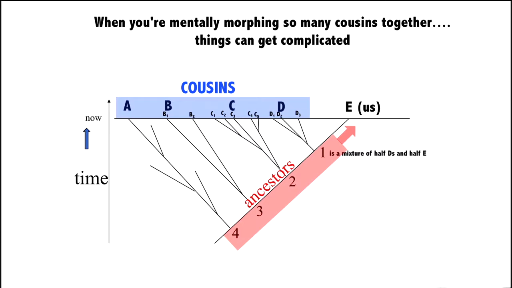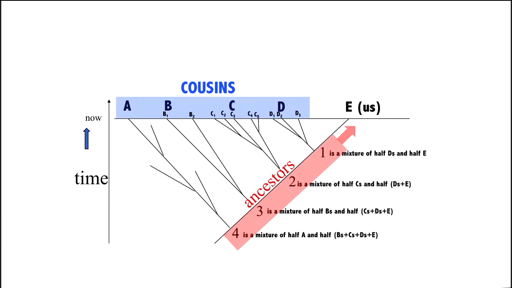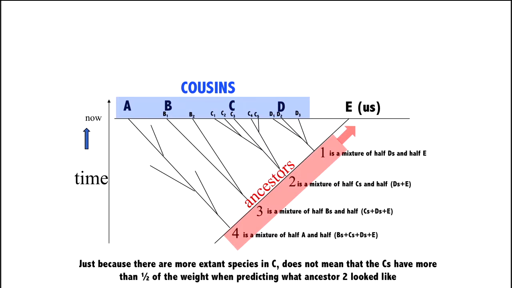So for example, what about ancestor two? Well, we take C1 and C2, put it together, and then combine that with C3, and then C4, and put that together, and then combine that with C5, and then all of those Cs combine to be half of what two should look like. And then D and E make up the other half, etc. And the same for ancestors 3 and 4. But the important point is that just because there are more extant species in C, there are 5 of them, it doesn't mean that the Cs have more than half the weight when predicting what ancestor 2 would look like. Just because you're successful doesn't mean you get an extra vote kind of thing.